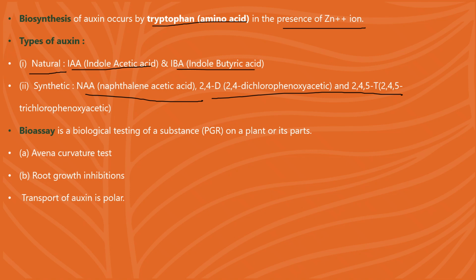So how do we exactly observe auxin? What are the experiments that we conduct to learn about auxin? There are two bioassays. First one is Avena curvature test and second one is root growth inhibition test. When we talk about the transport of auxin, the transport of auxin is polar, which means that it is transmitted from the shoot to the roots.